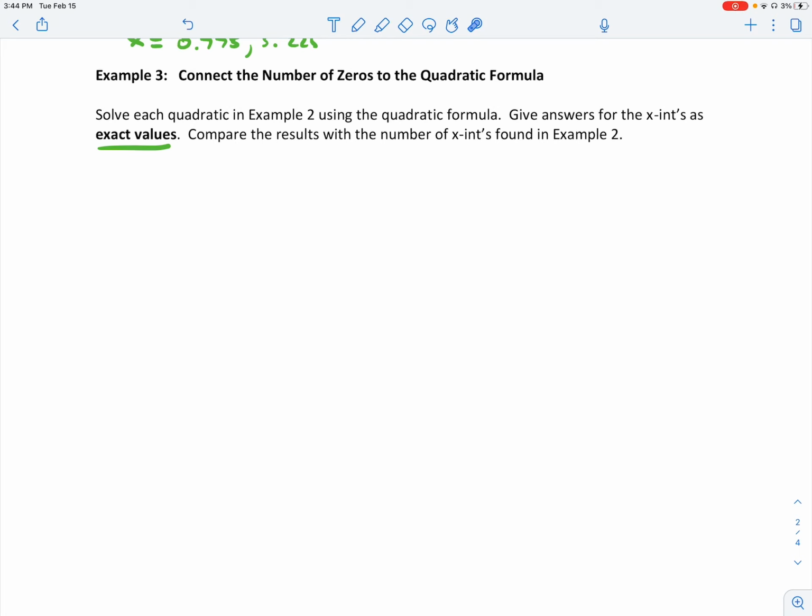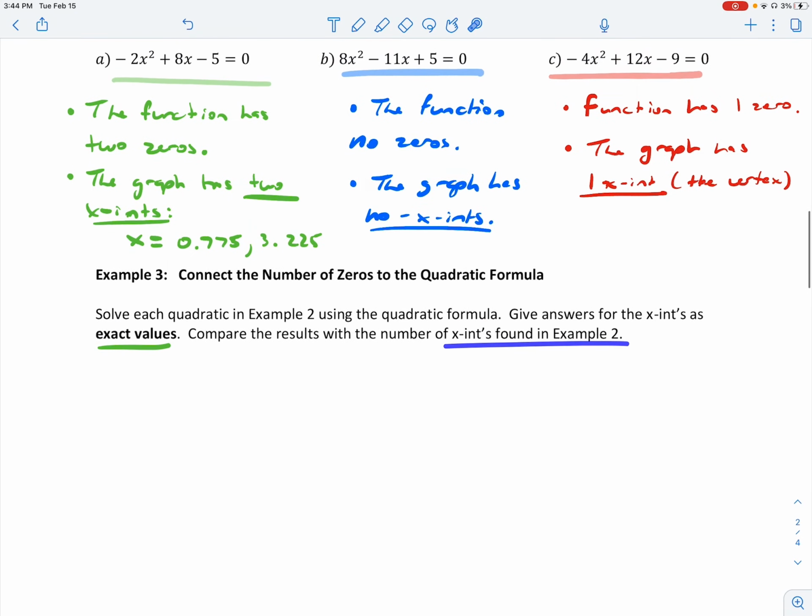What that means is we don't want to put our final answers in the calculator and hit equals, because that answer is inaccurate, since it's been rounded. So we'd rather leave stuff in exact form, and I'll explain a little more of that later on. Then we'll just compare them to the x-intercepts that we found in example 2. I listed them here. The red one, I forgot to write this down, but this one was at x equal to 1.5. That was the other x-intercept for that one.